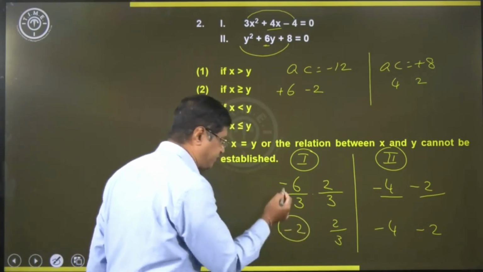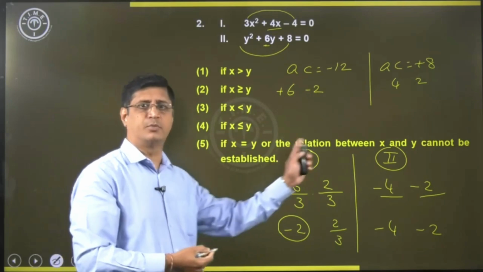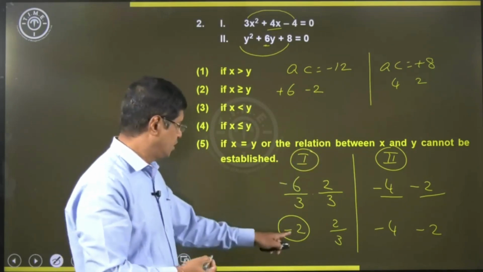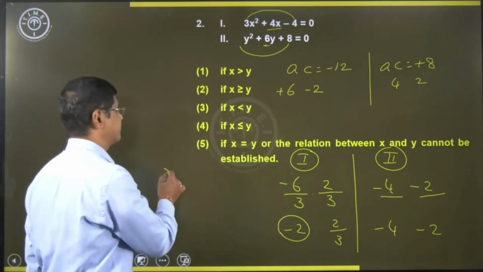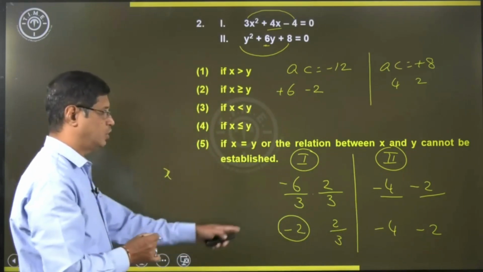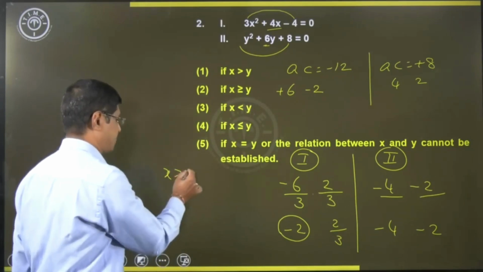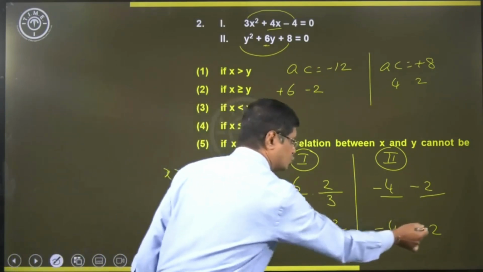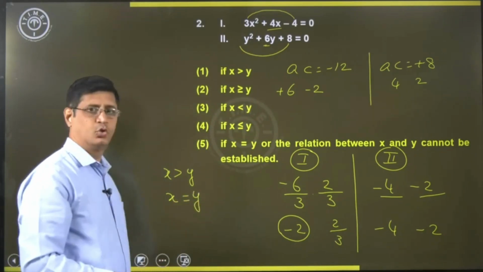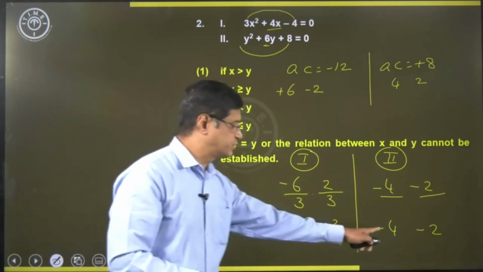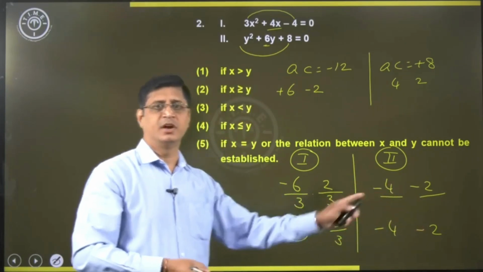Now I am comparing the first root of the first quadratic equation with both the roots of the second quadratic equation. -2 and -4 means -2 is greater. And -2 and -2 means both are equal. Okay. One time the value is greater, other time it is equal.